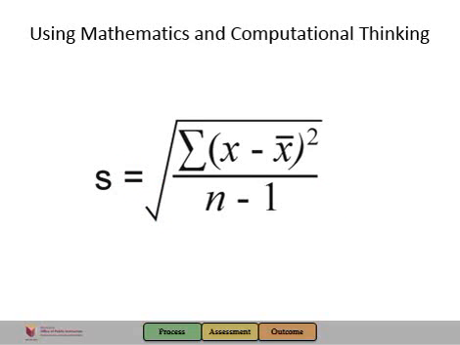The next one is using mathematics and computational thinking. In both science and engineering, mathematics and computation are fundamental tools for representing physical variables and their relationships. They're used for a range of tasks, such as constructing simulations, solving equations exactly or approximately, and recognizing, expressing, and applying quantitative relationships.